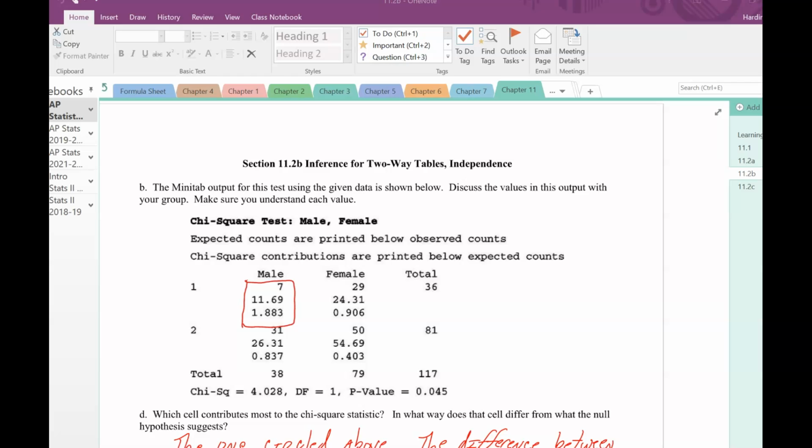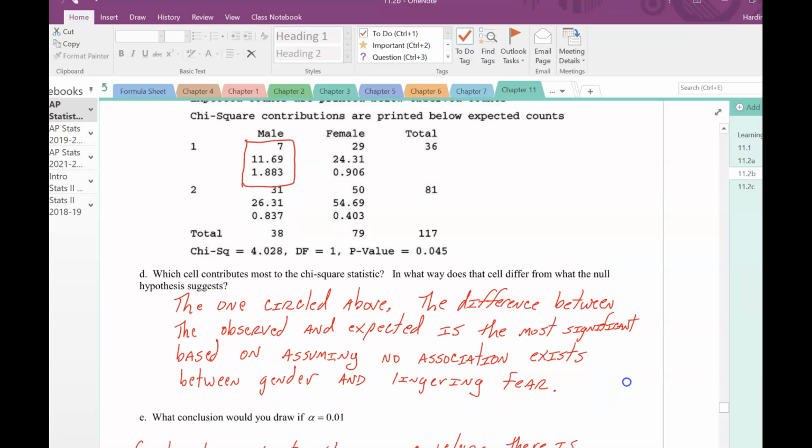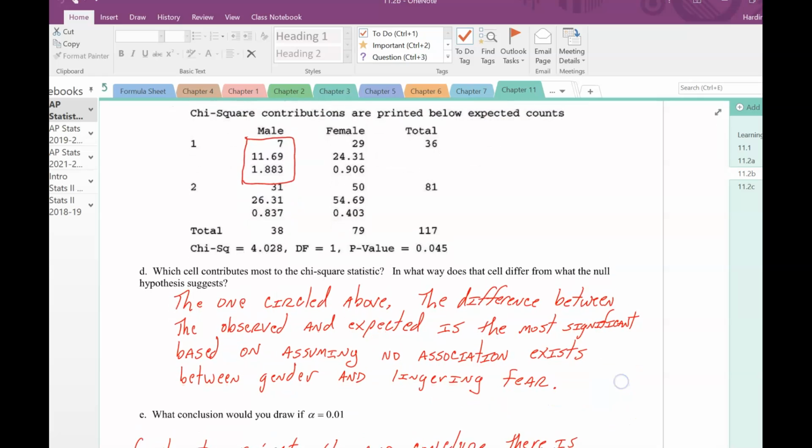So in this example, which cell contributes the most? Well, it's the one that's boxed there because it has the largest contribution to the test statistic. So the difference between the observed and the expected is the most significant for that gender and lingering fear.